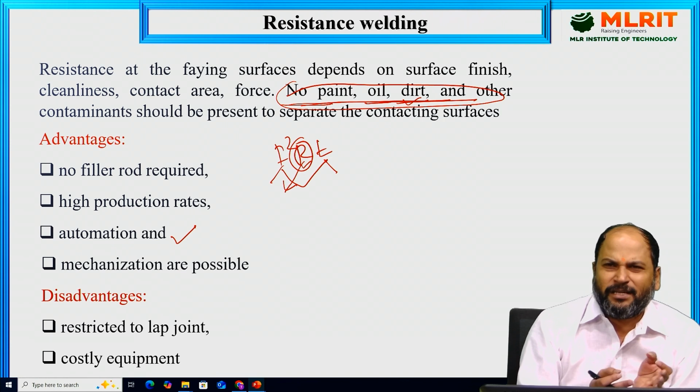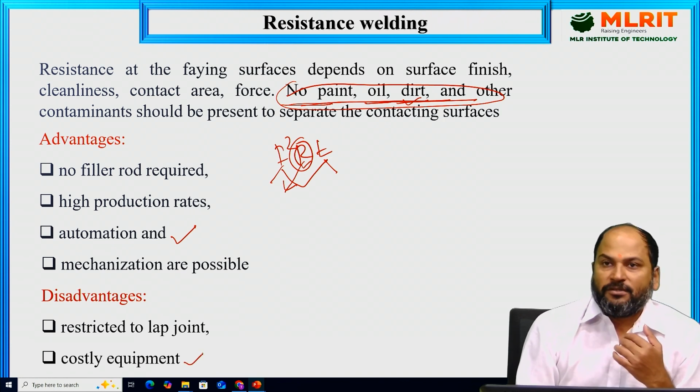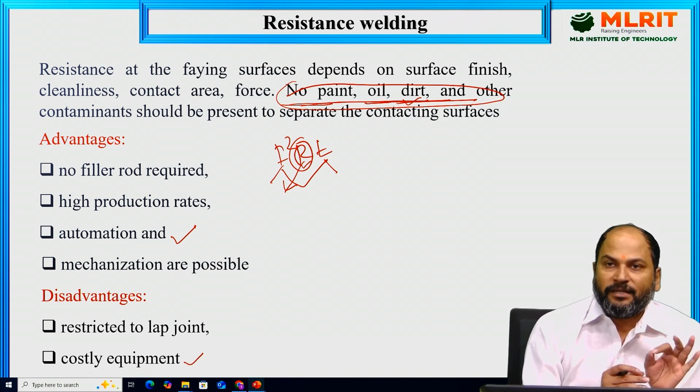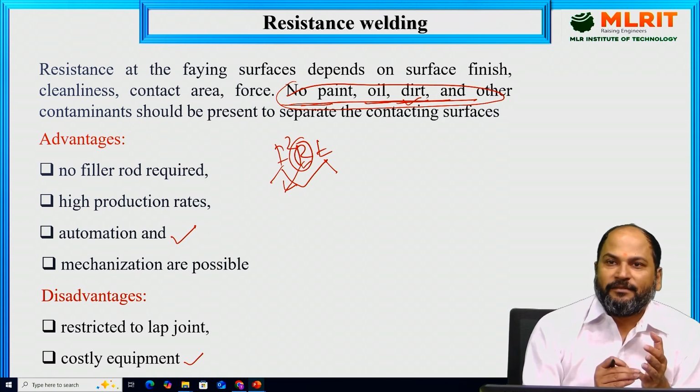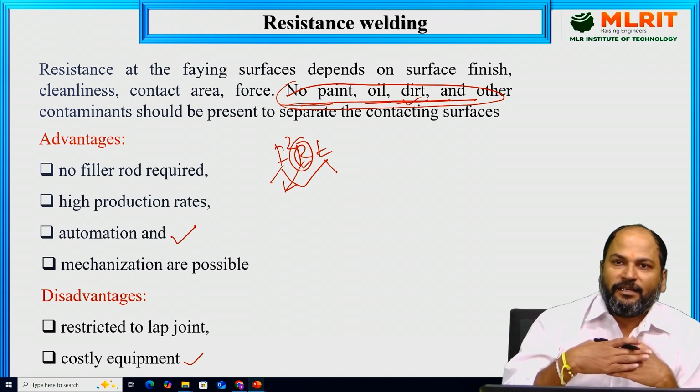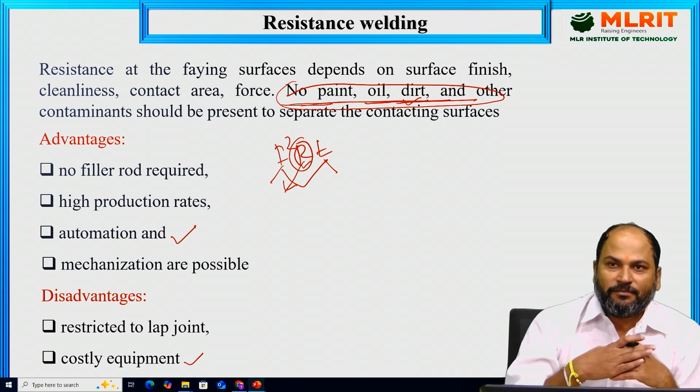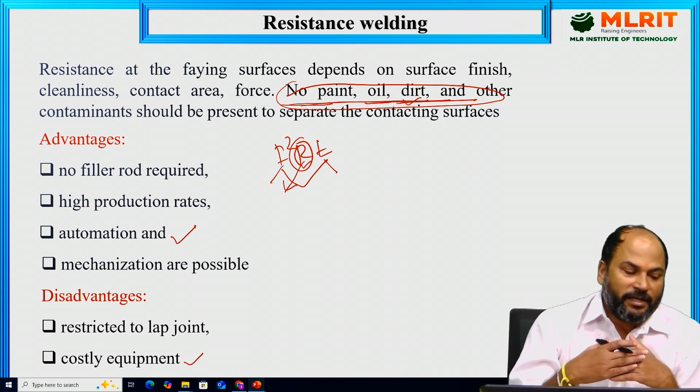And of course setup cost is also high, but the two major disadvantages or limitations of this process are, first, it is limited in the thickness of the material, and it is also limited in the configuration, in which configuration we can weld the material, that is possible only in lap configuration.